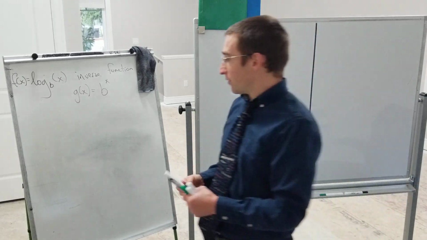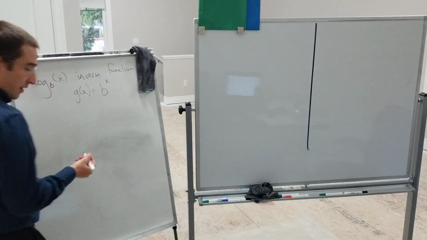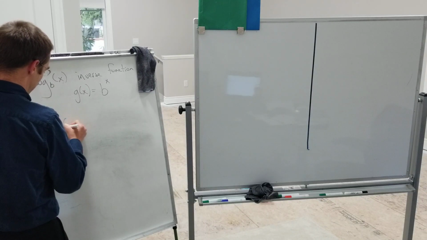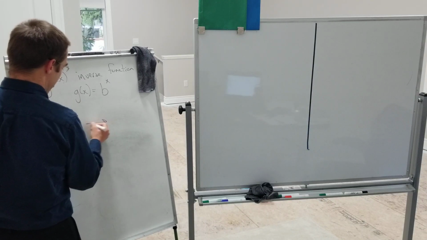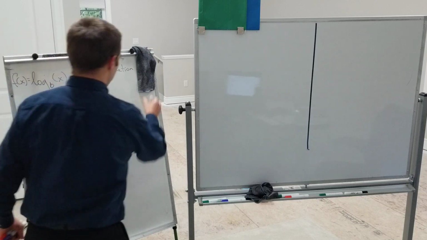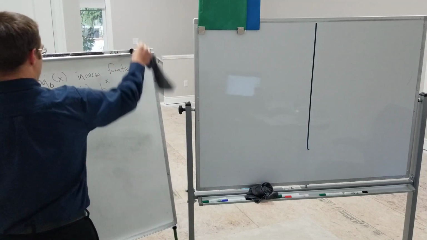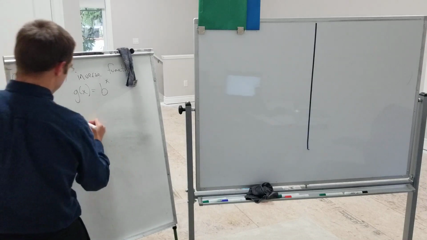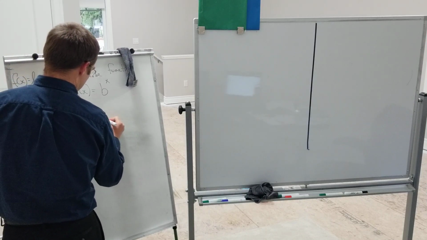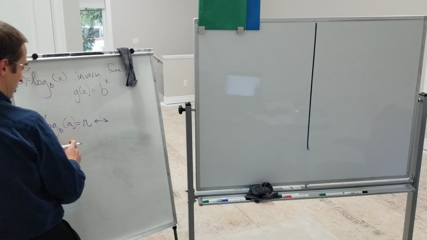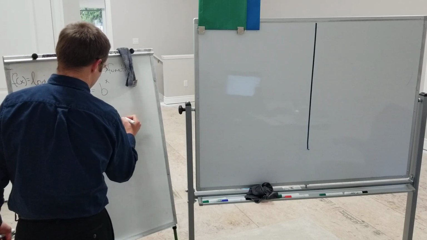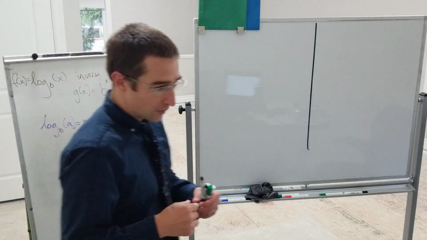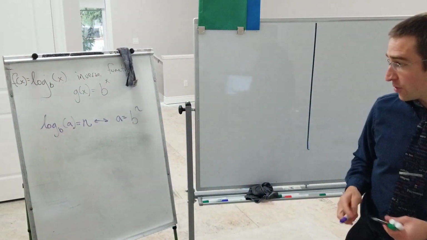And the definition of a logarithm is if we have log base b of a equals some number, let's not call it x, let's call it n. This is the same information as a equals b to the n. And we can talk about why that's true.